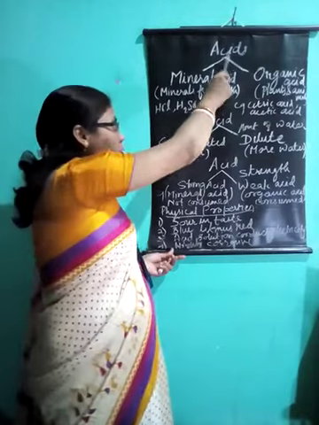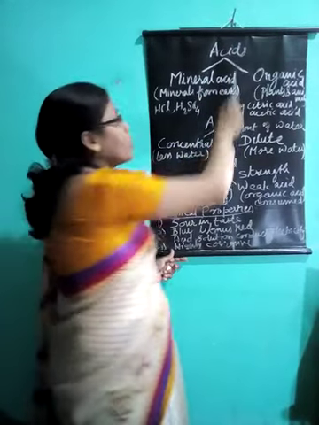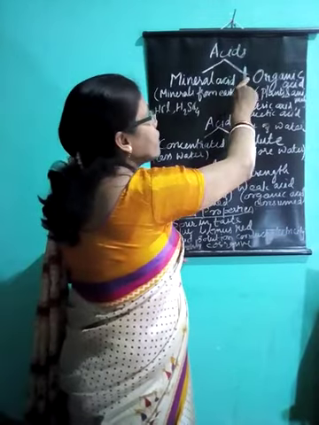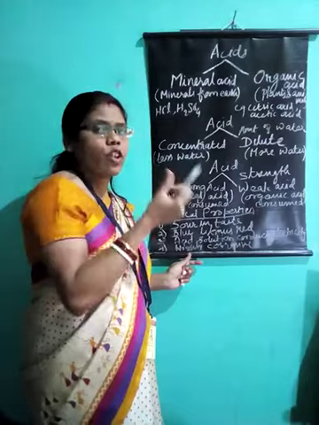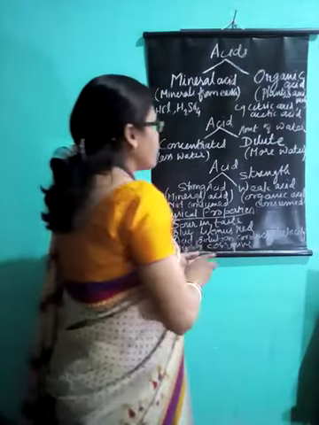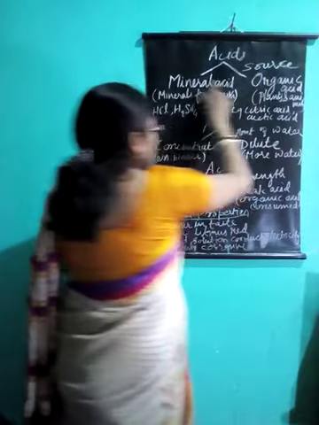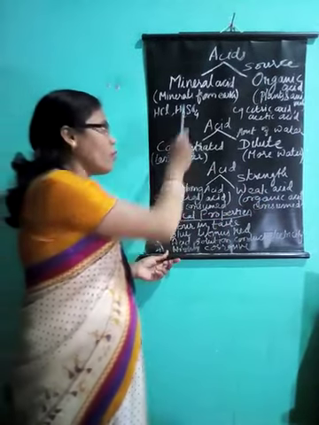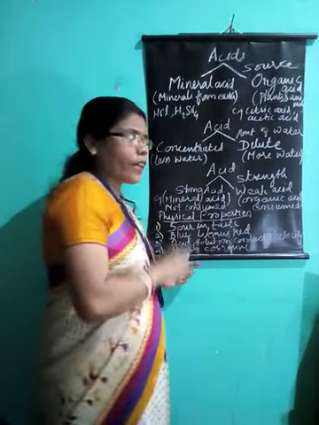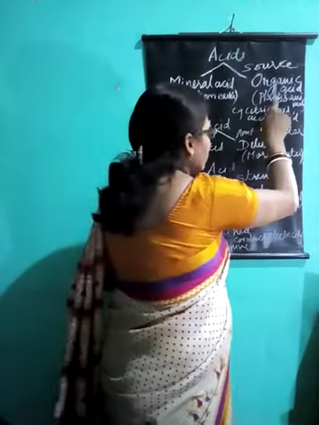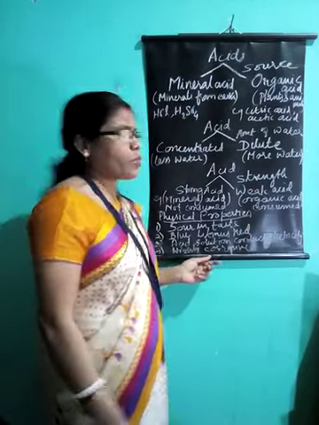Acids can be divided into various types. In this first case, acid is divided into two on the basis of the source from where it is obtained. Now, mineral acid. This is obtained from minerals, from the earth. This is also called inorganic acid. Second, organic acid. This acid is obtained from plant and animal products.